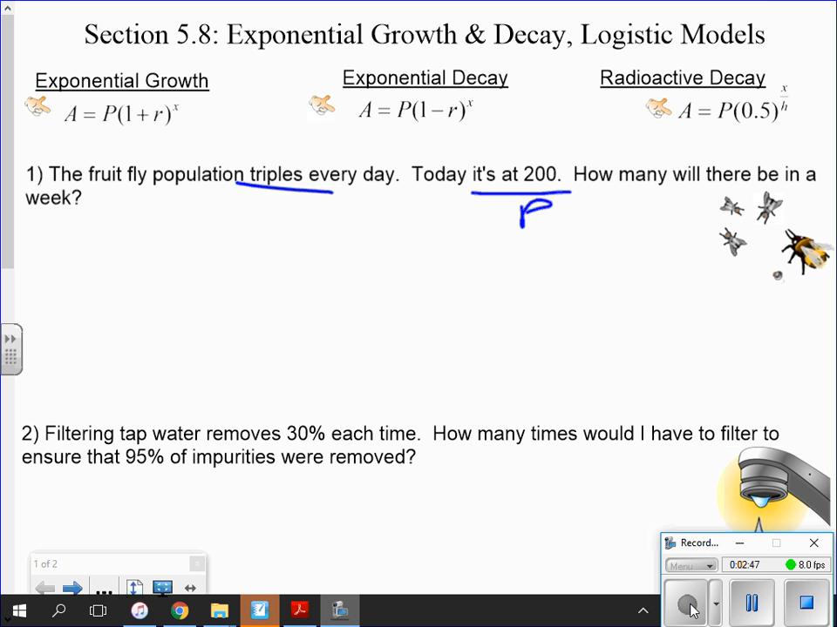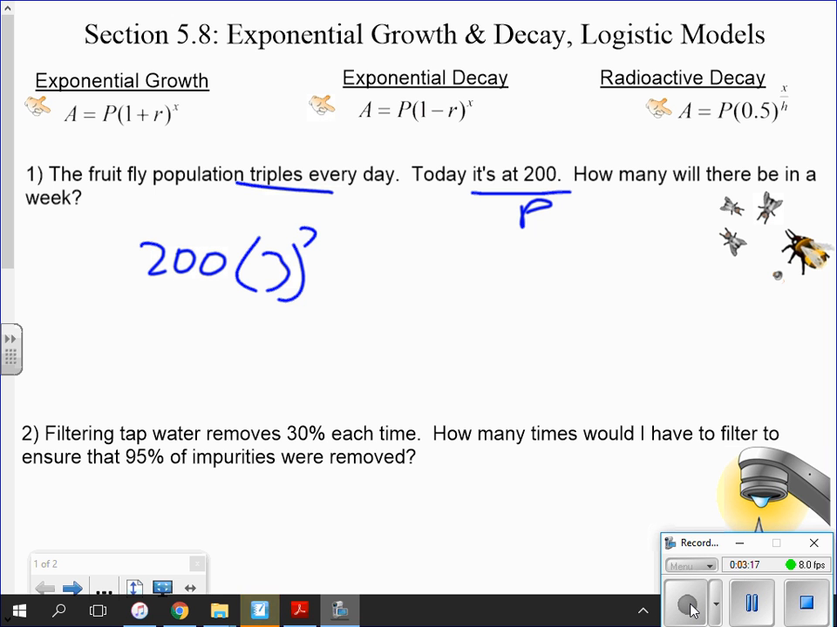So I have 200 times its growth rate, which is 3. It triples every day. So it's 3 to whatever the X number of days is. Now in this case, how many will there be at the end of the week? So X would be 7. Okay, no. I said this one's a little different.